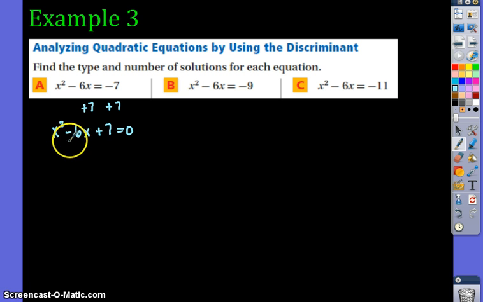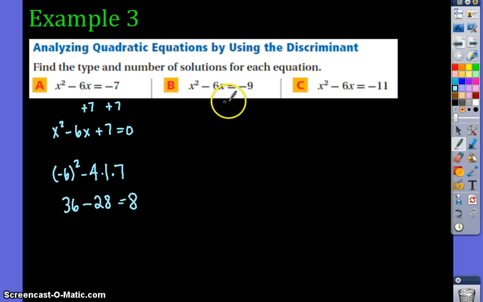So my b is negative 6. So we have a negative 6 squared minus 4 times a, in this case 1, times c, which is 7. So negative 6 squared, that's a positive 36, minus 4 times 1 times 7 is 28. 36 take away 28 is 8. So since we line up with a number bigger than 0, we know that this equation is going to have 2 zeros, 2 real zeros.